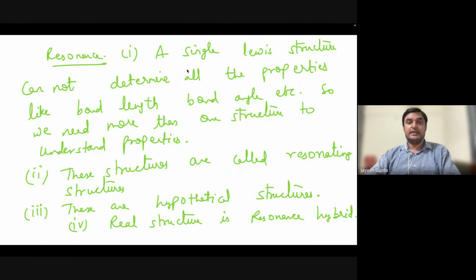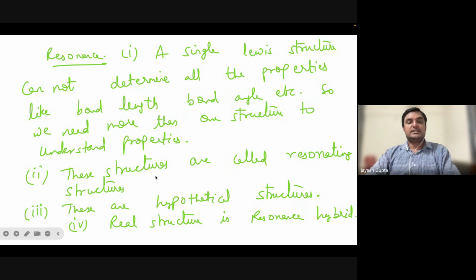So the first point I am discussing is that a single Lewis structure cannot determine all the properties, like bond length, bond angle, etc. We need more than one structure to understand the properties. As you said, there can be two resonating structures which give accurate information about the bond angles. We'll take some examples so it is clearer how resonating structures look. A single Lewis structure will not suffice, so we have to draw more than one Lewis structure. Those structures are known as resonating structures.